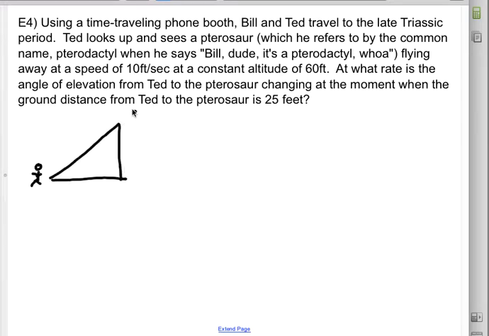I don't think I can draw a pterosaur, but we're going to try. They have those long beak things, right? And then they have these wings, and they probably have some tails, right? I don't know what a pterosaur looks like. I think I just drew a dragon. It's fine. Okay, cool, cool, cool.